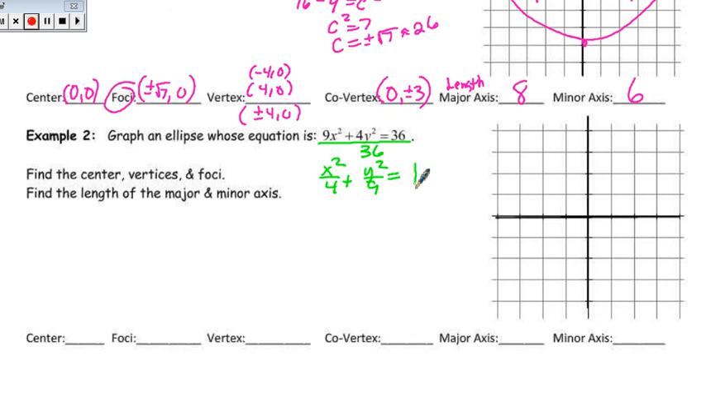Now I can see that the bigger number is underneath the y squared. So this means this is going to be a vertical ellipse. So now I know my a value is 3 and my b value is 2. Again, we don't have the minus h, minus k, so we are sitting with a center point at (0, 0).